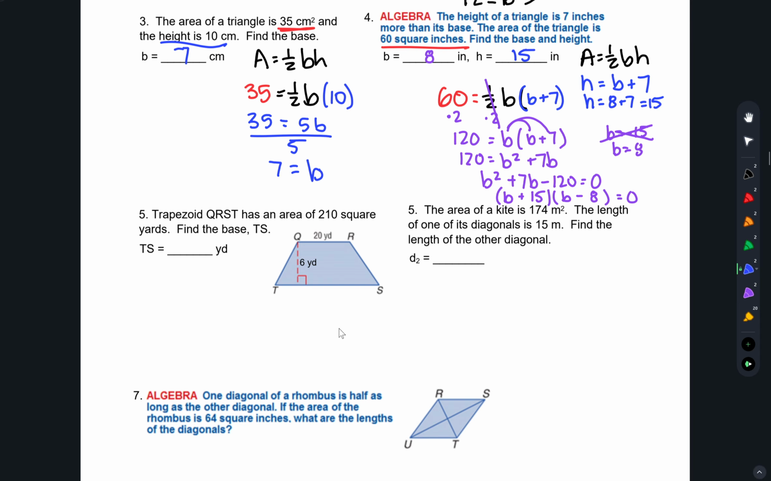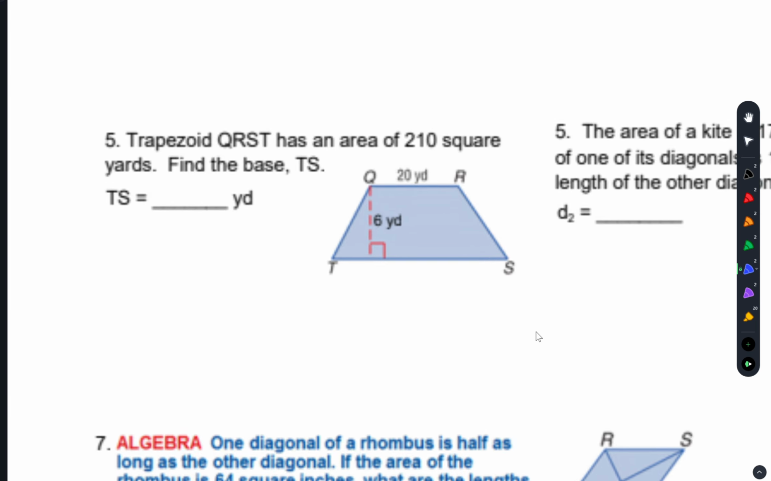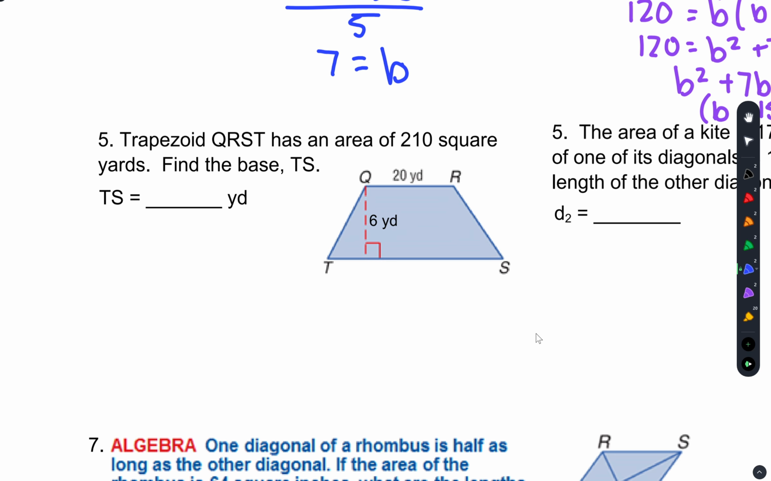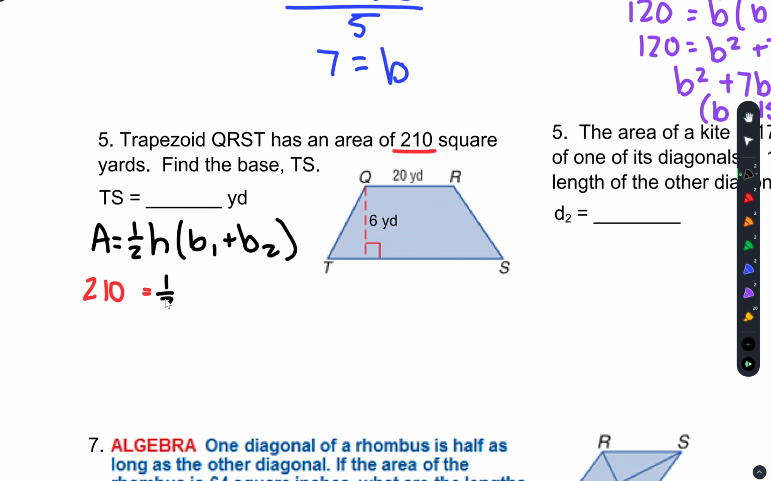Let's do a trapezoid, because I guess we haven't technically seen a trapezoid yet. This one's not too bad. Also a simple one where we've got the area, we've got the height, and we have one of the bases. So I'm going to start by writing out my formula for a trapezoid: 1/2 height times base 1 plus base 2. Area is 210. 1/2, the height is 6, the first base is 20. The second base, we're going to leave as base 2.